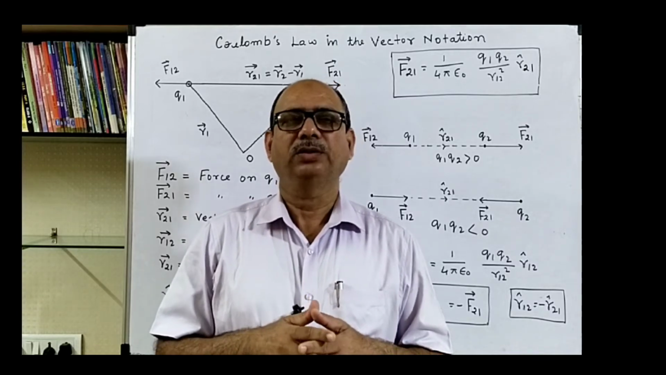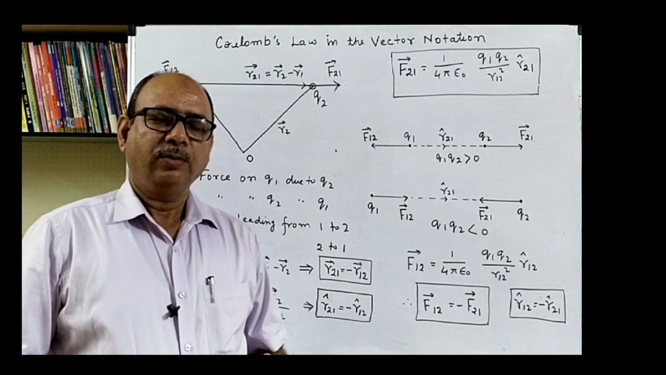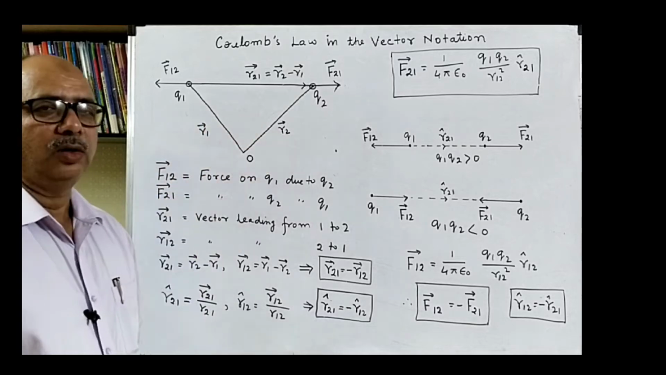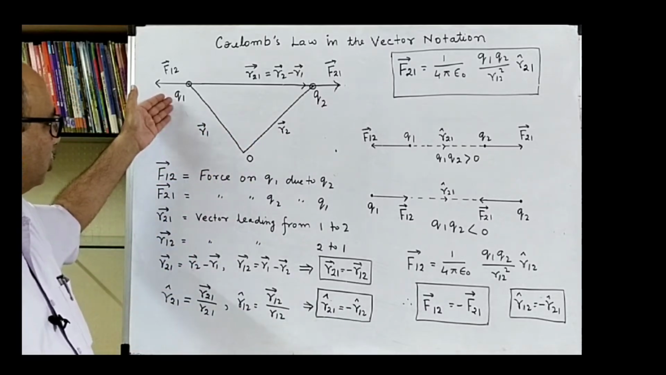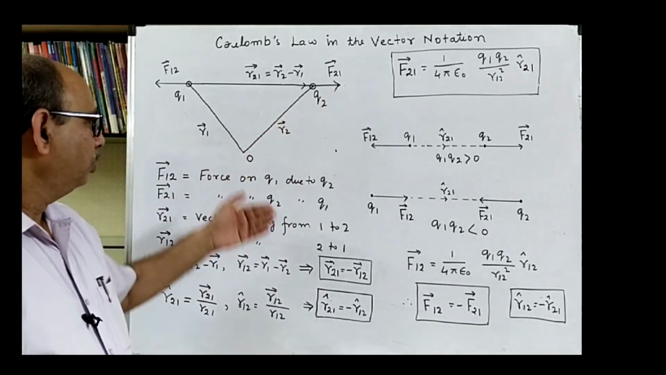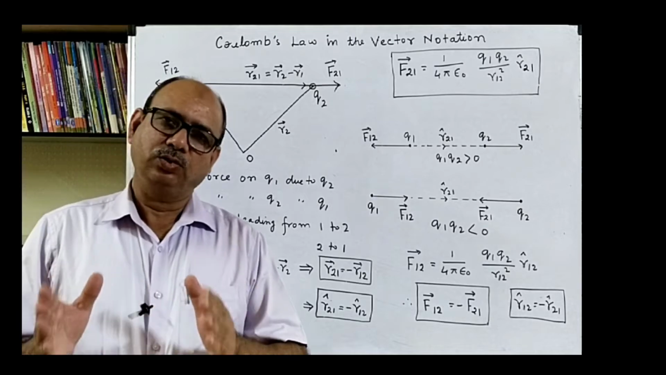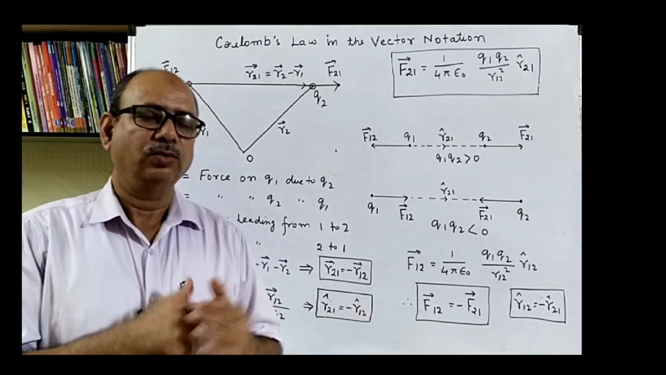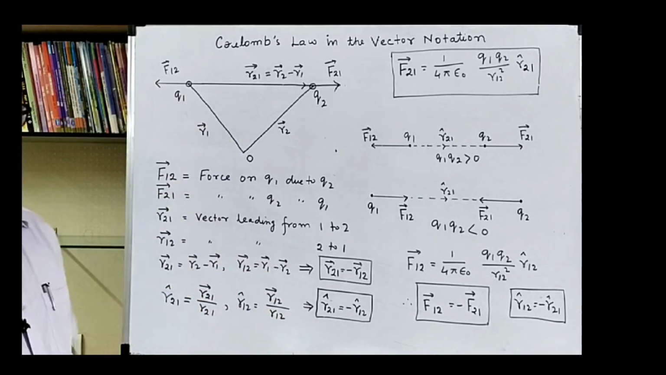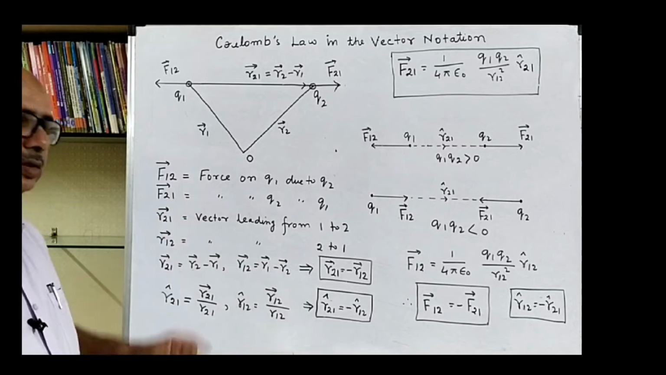Let's take two charges Q1 and Q2 which are placed with reference to a point O at position vectors R1 and R2. That means R1 is the position vector of the charge Q1 with reference to point O, and R2 is the position vector of charge Q2 with this reference point. Q1 will exert a force on Q2, and vice versa, Q2 will also exert a force on Q1. F12 is the force acting on charge Q1 due to charge Q2. F21 is the force acting on charge Q2 due to charge Q1.